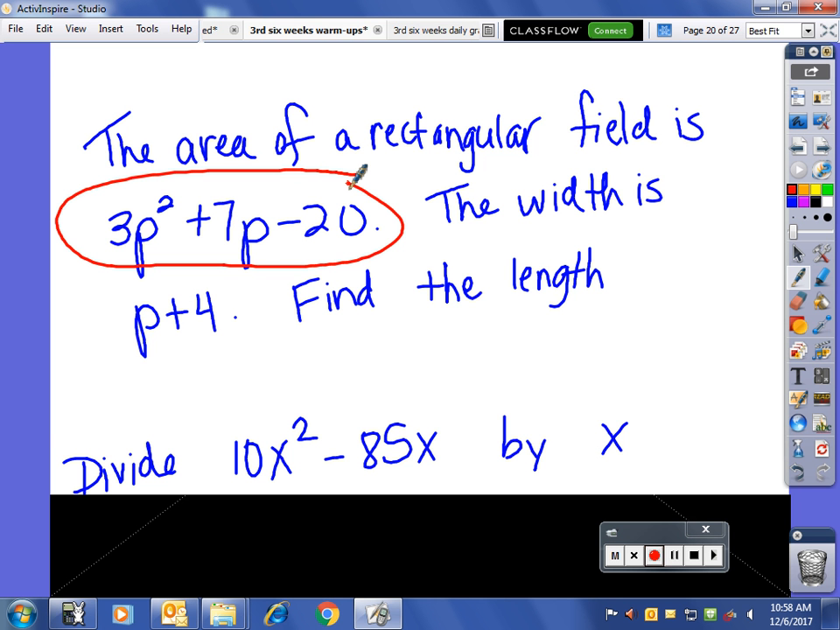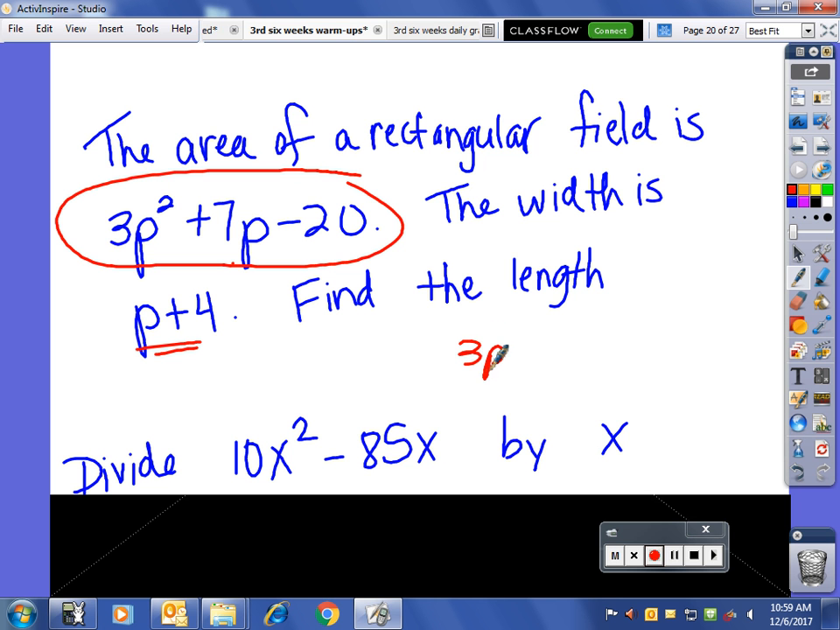Factoring it. That's what you should do. Factor it. Guess what one of the factors is? P plus 4. The other factor is the other dimension. Well, you can divide. We're going to learn how to do that today by long division. But I would just factor this.